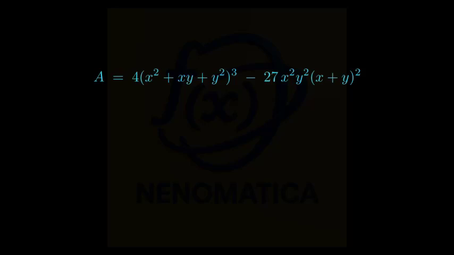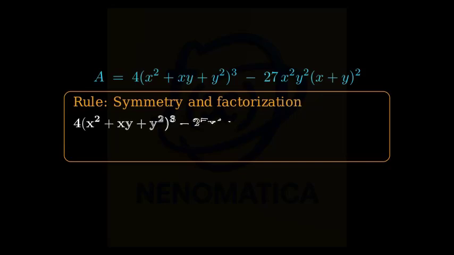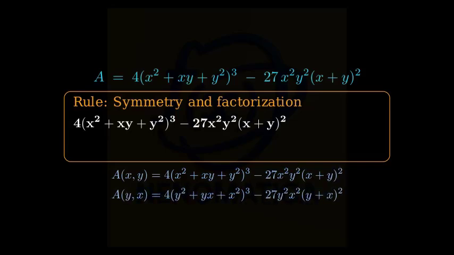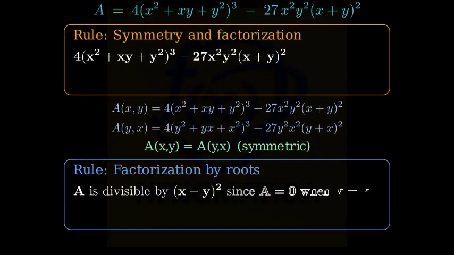Step 1. The expression is symmetric in x and y. That means if we swap x and y everywhere, the expression remains unchanged. Let's visually swap x and y to confirm symmetry. Step 2. Factorization by roots. If the expression becomes 0 when y equals x, then the factor x - y divides the expression. In our case, due to symmetry and how the 0 appears, we will capture it as a square factor.